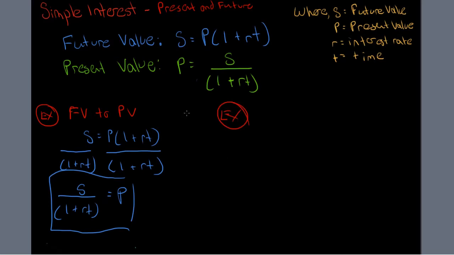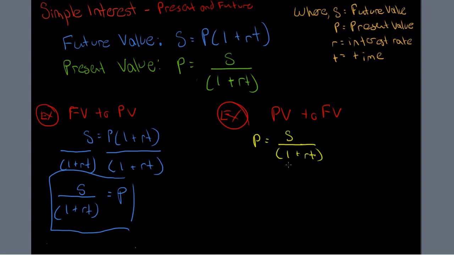So now we're going to do the opposite. We want to use our present value equation to get to our future value equation. The method we can do for this is also isolate. So the first thing I'm going to do is I'm going to write my present value equation. So we have P is equal to our future value, which is represented by S, divided by 1 plus rt.